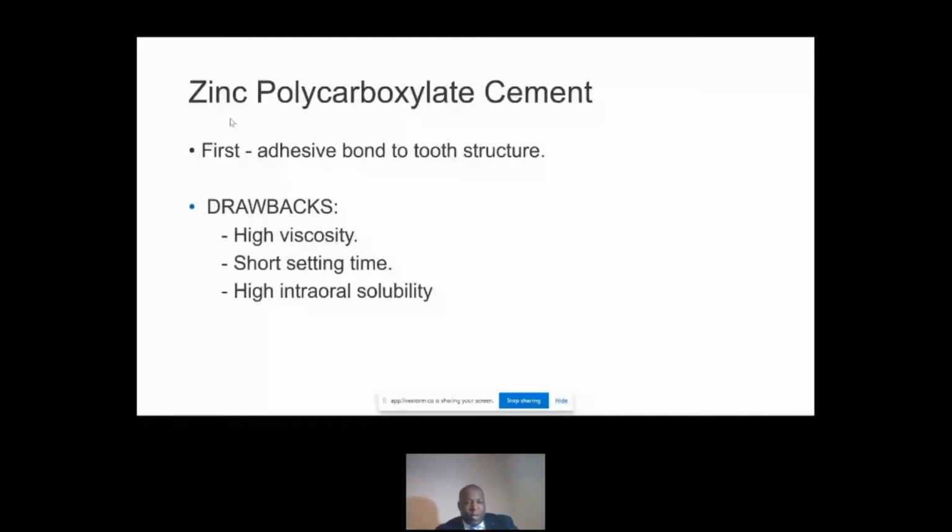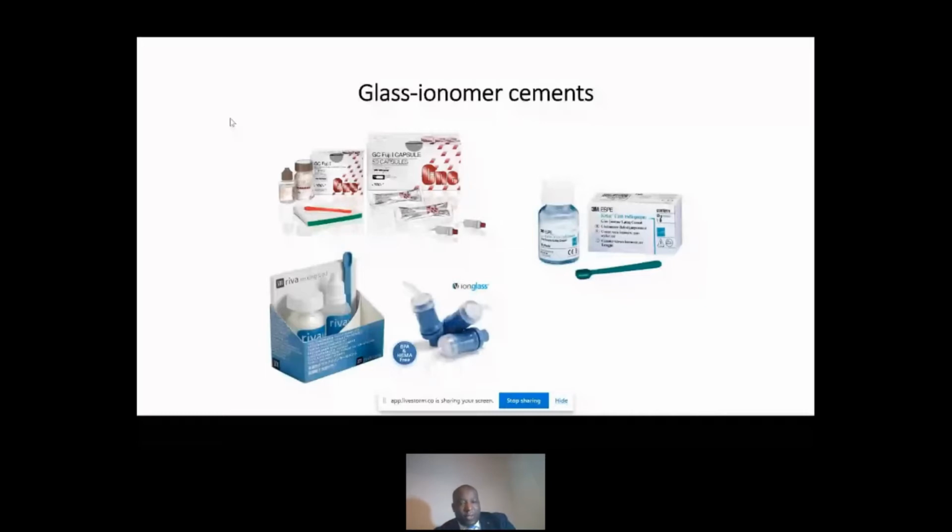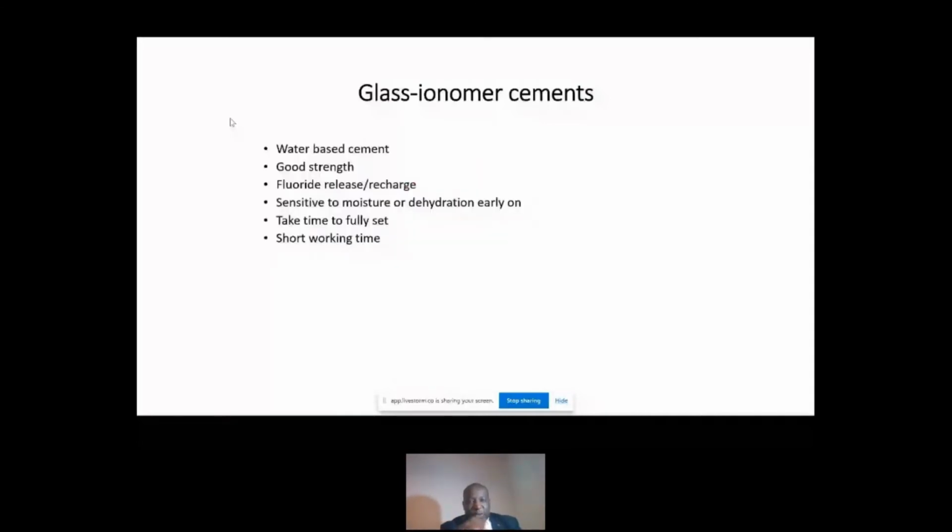So we're now going to move on to another cement that has been produced, and it's something that I use quite a lot in my dentistry. Glass ionomer. And glass ionomer is an excellent product. We know that in dentistry it can be used as a liner, a base, but we're looking at it as a cement. What are some of the benefits of glass ionomer cements? Well, we see that it's a water-based cement, and it also causes adhesion. And one of the benefits with the setting reaction is that it causes fluoride release and recharge.